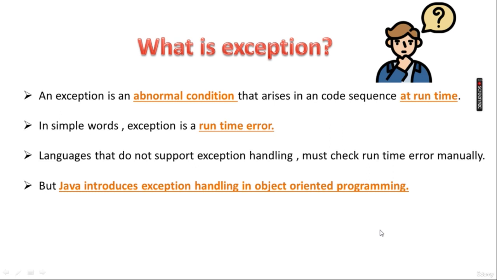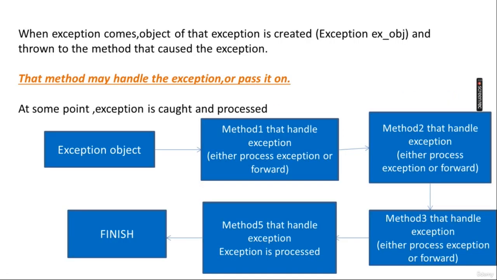But Java introduces exception handling in object-oriented programming. When an exception comes, an object of that exception is created, the exception object, and thrown to the method that caused the exception. So whenever an exception or runtime error occurs, an exception object is created. Exception is the base class for all the types of exceptions, and that particular exception object is thrown to the method that caused the exception. That method may handle the exception or pass it on.